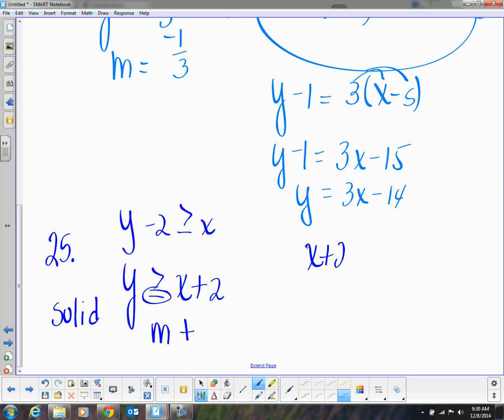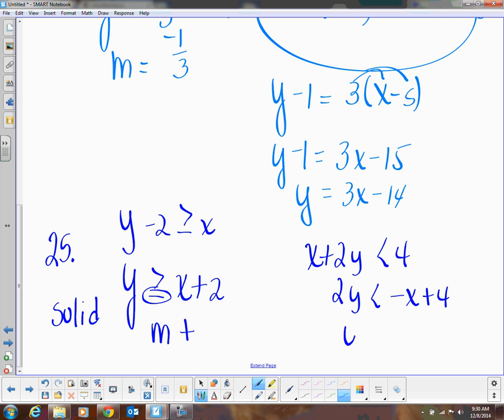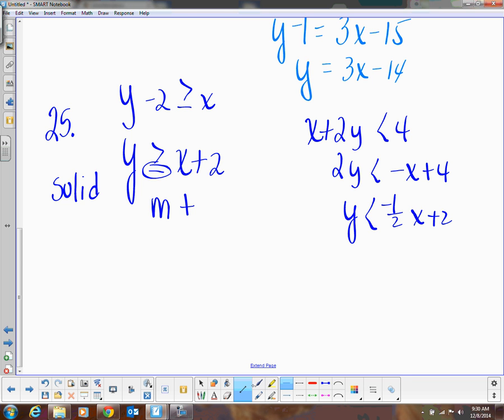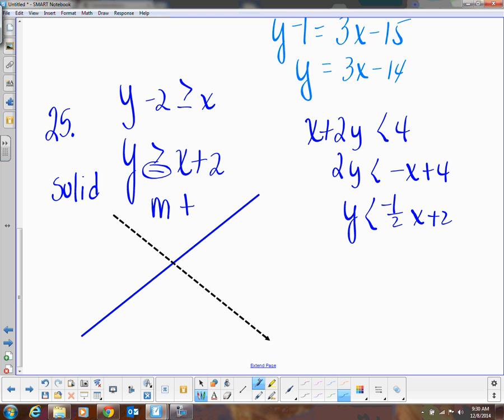So now let's go to our dotted line. We have x plus 2y is less than 4. Solving for y, you're going to subtract x. Dividing by 2, you have y is less than negative 1/2 x plus 2. All right, so what we've got so far is we've got the solid line doing this, and we've got a dotted line doing that. You with me? And 0, 0 happens to be here. So I'm going to put 0 here, and I'm going to put 0 there. Is 0 greater than 2? No. So here's my solid line, correct?